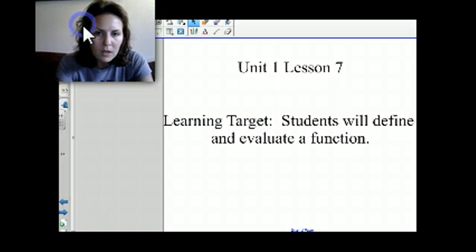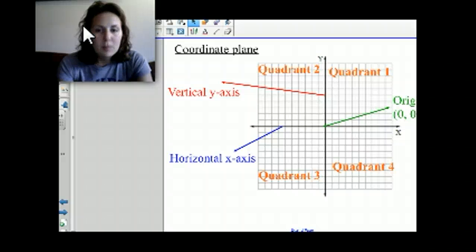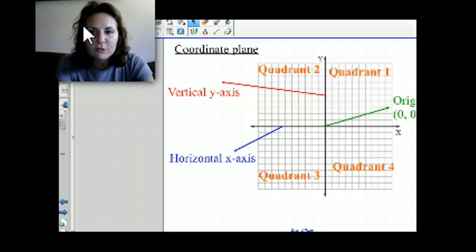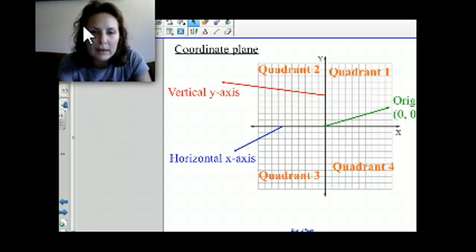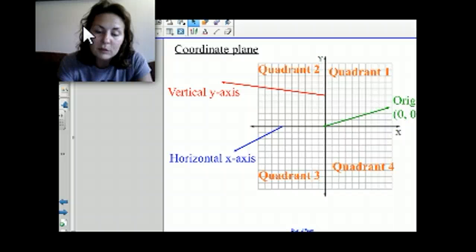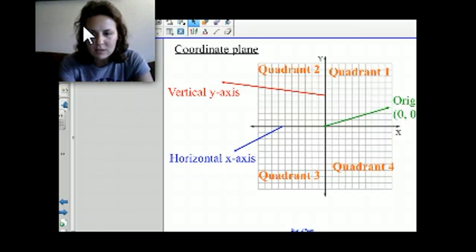So, here we go. Coordinate plane. A lot of you already know this. There are 4 quadrants. They are labeled on your video: Quadrant 1, 2, 3, and 4. They go counterclockwise. The vertical axis that you see is the y-axis. The horizontal axis, labeled in blue, is the x-axis. And where the two of them meet, that location is 0, 0.